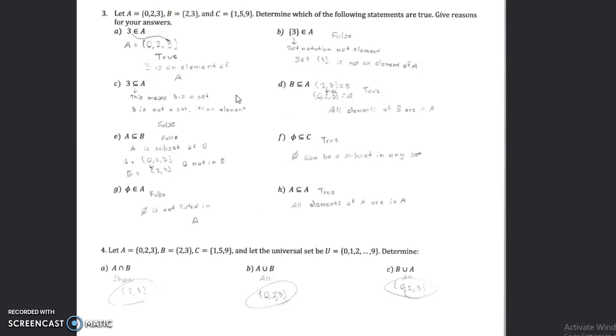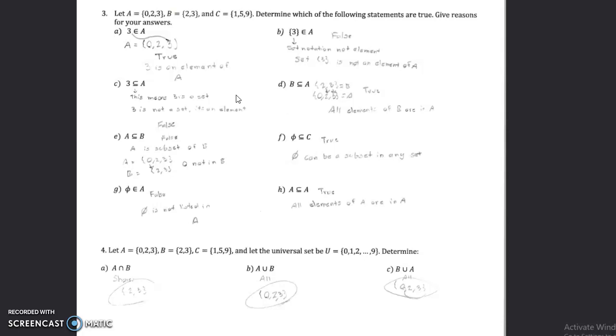Now, if we flip it and say that A is a subset of B, this would not be the case. First off, there are more elements in set A than there are in B, which would make it not a subset of B. Plus, there is not a 0 in B. So we say A is not a subset of B, and this entire question for E is false.